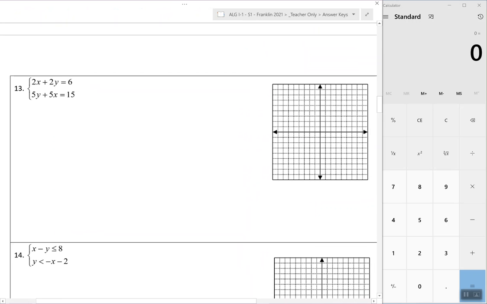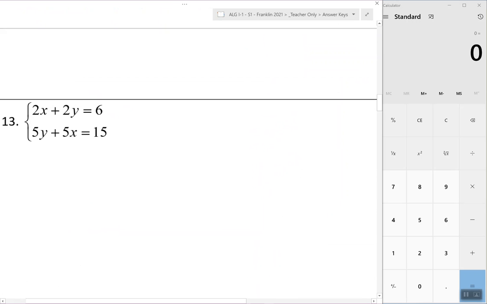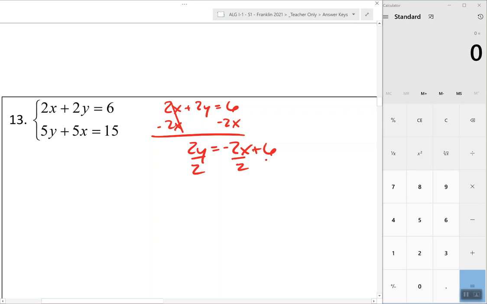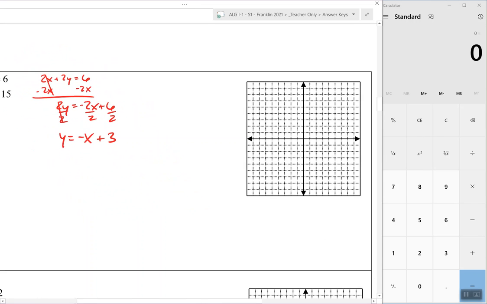Okay, 13, we have to solve these both for y first. So let's do 2x plus 2y equals 6. We're going to subtract 2x. 2y equals -2x plus 6. Divide by 2, and y equals -x plus 3. Let's go ahead and graph that, -x plus 3.